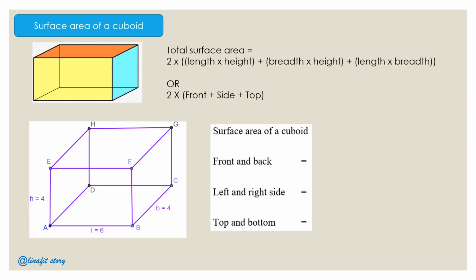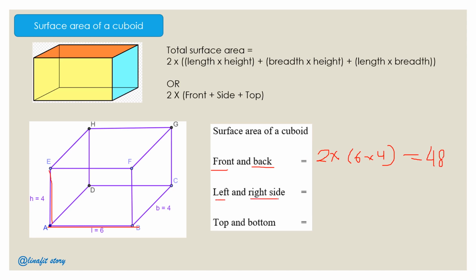First, we should find the area of the front and back side of the cuboid. The front consists of the length and the height. Front and back, there are 2 sides. So 2 times 6 times 4 equals 48 square cm.